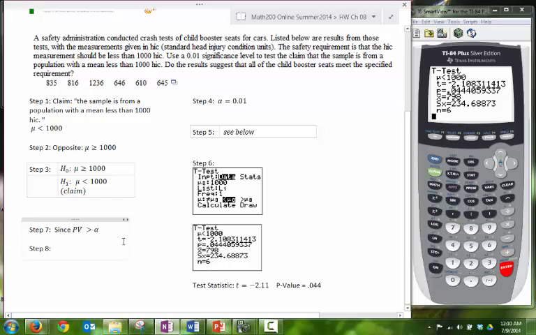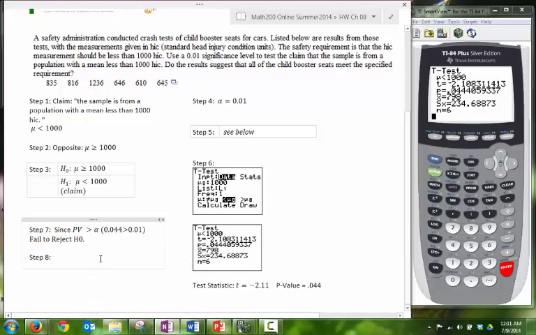And just for comparison's sake, we are actually looking at the numbers 0.044, and that's bigger than 0.01. Those are the two values that we have. So it's bigger than alpha, and so given that, we're going to fail to reject the null hypothesis.